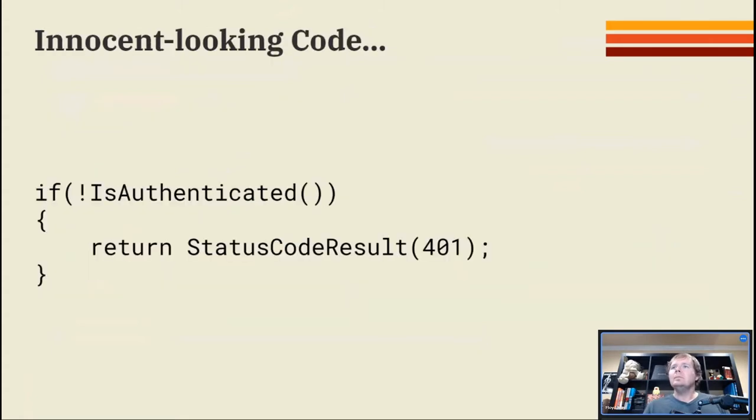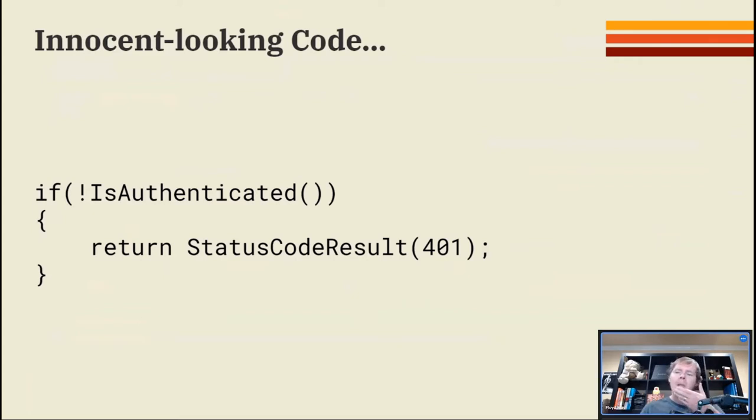Now, if you think about cross-cutting concerns, it's not uncommon, and I know I've seen web apps done like this before. I've written them long, long ago like this, where you have a little bit of innocent-looking code like this. If you're not authenticated, return a status code result of 401. This means that you're not authenticated, and then it just sort of shortcuts the code that you're running.